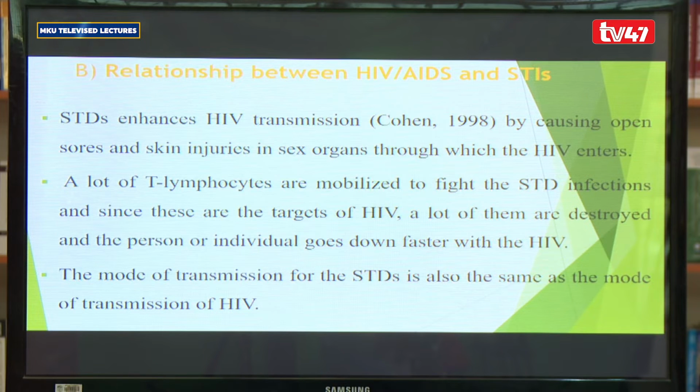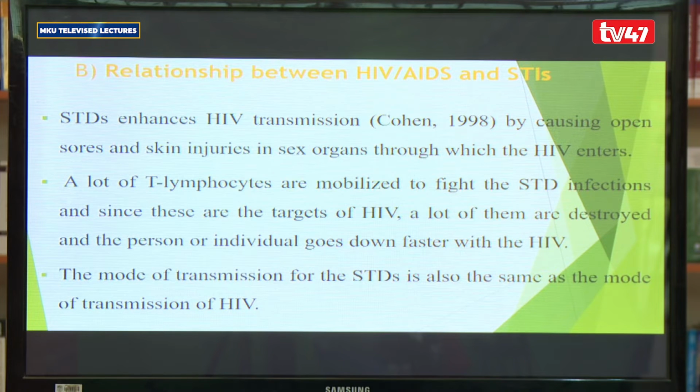A lot of the T lymphocytes are mobilized to fight the STD infections, and since these are the target of HIV, a lot of them are destroyed, and the individual goes down faster with the HIV. So we are saying that the lymphocytes, remember these are white blood cells, accumulate in those areas, and the lymphocytes are the target cell for the HIV. So they destroy these white blood cells. When they destroy the blood cells, the immune system of the person is reduced or compromised.